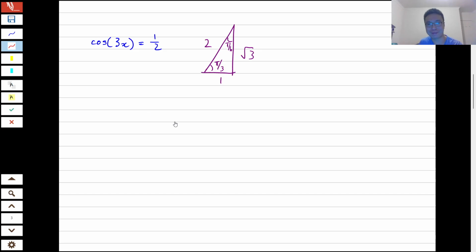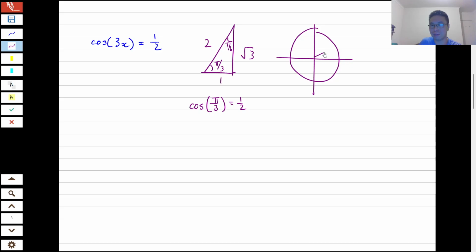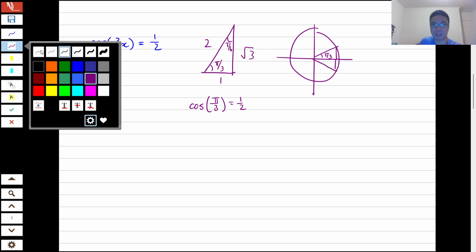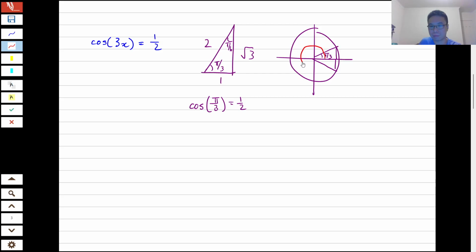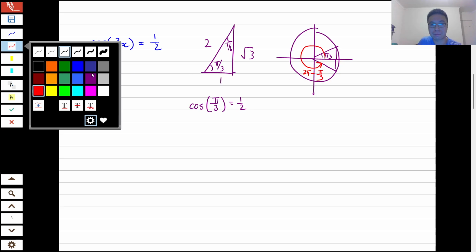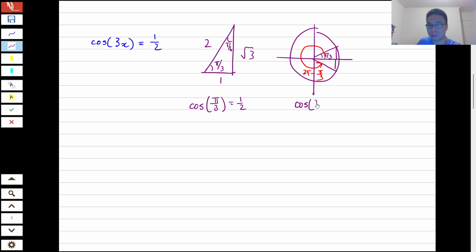Okay, back to cosine. So we are seeing that we've got a solution. Cosine of pi on 3 is a half. And we know that cosine is positive in the fourth quadrant. So this is 2 pi minus pi on 3. So cosine of 2 pi minus pi on 3 is a half, or cosine of 5 pi on 3 is a half.